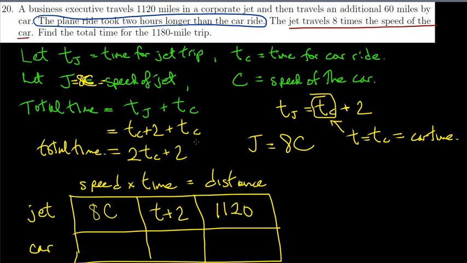What about the car? The speed of the car, that's just c. The time for the car, that's tc, or just t. And the distance for the car, yeah, 60 miles.